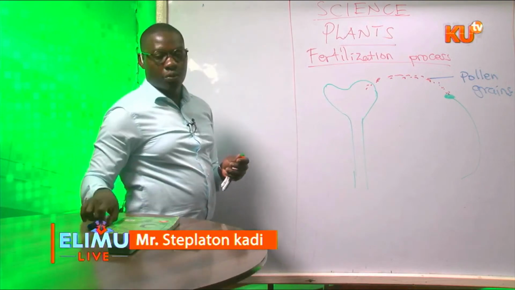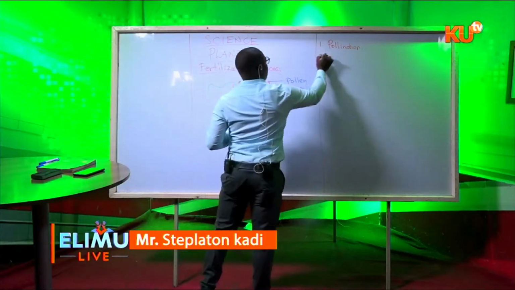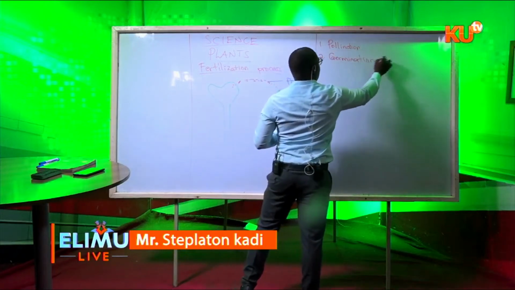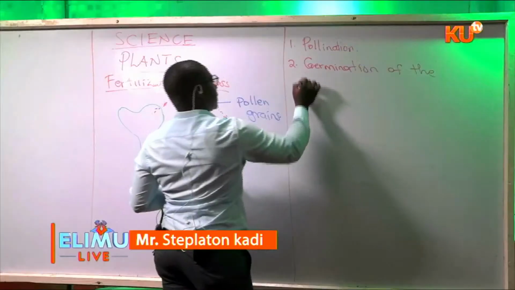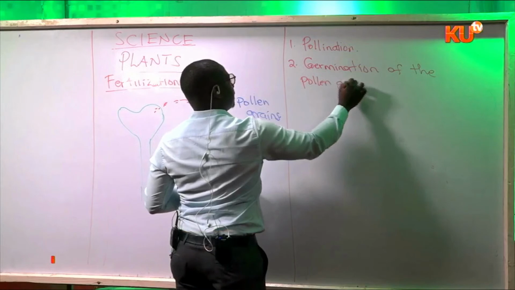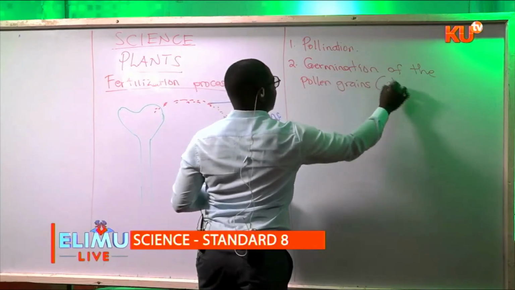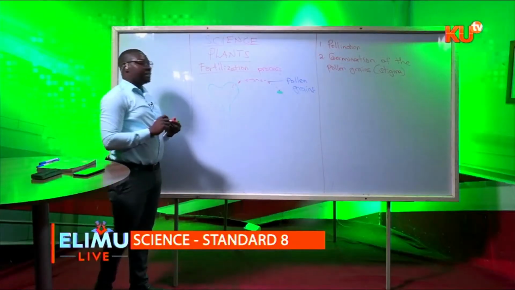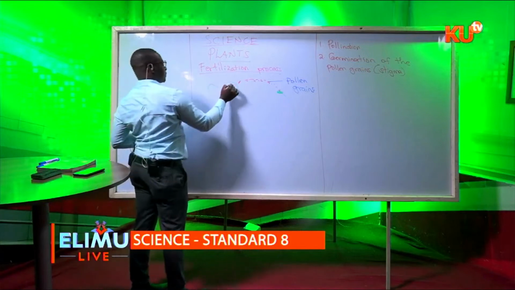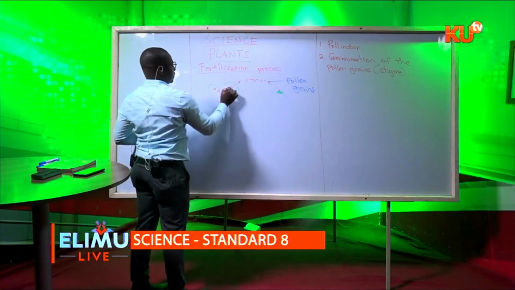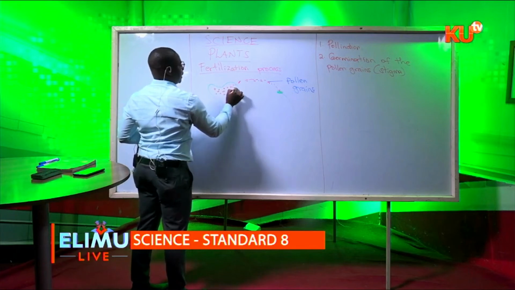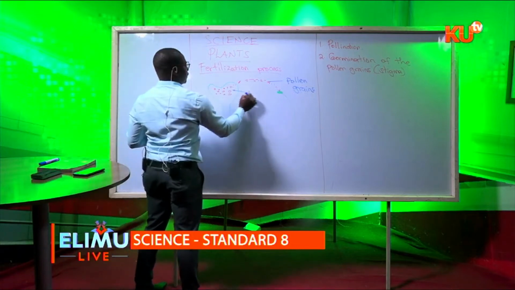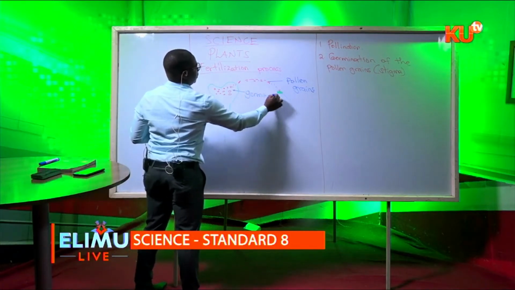Now, process number 2, we talk about germination of the pollen grains. Germination of the pollen grains takes place in the stigma. Once the pollen grains reach here, they start to germinate. So the next process that happens in the stigma is germination of the pollen grains.